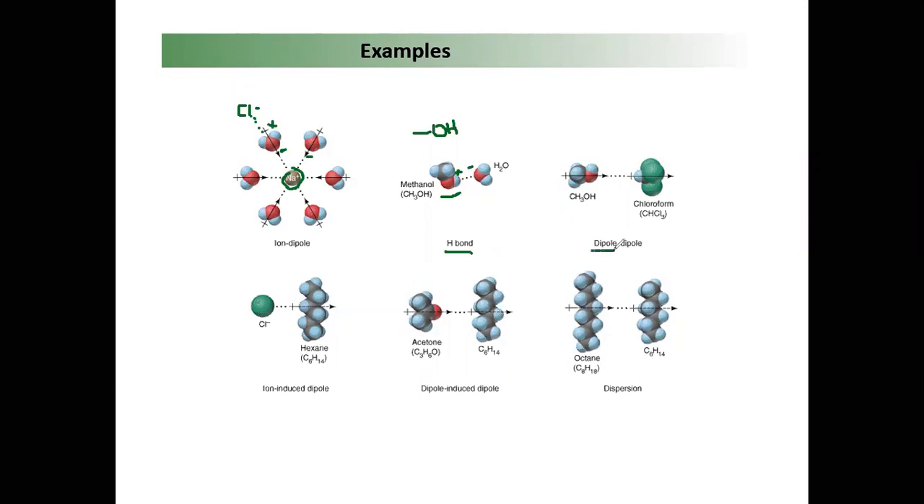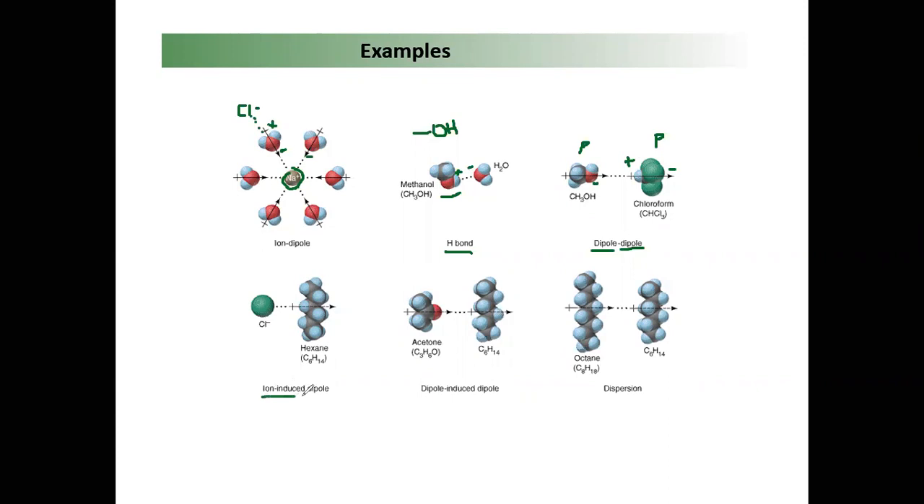The dipole-dipole interaction is between polar molecules. So here, for example, we have methanol, which is polar, interacting with the dipole on chloroform, which is polar. For chloroform, the hydrogen is the positive part, the chlorine is the negative part. And so you see the negative of the methanol interacts with the positive part on the chloroform. And this is a dipole-dipole interaction. Notice it is not hydrogen bonding because the oxygen is not interacting with a hydrogen that's attached to an oxygen, nitrogen, or fluorine.